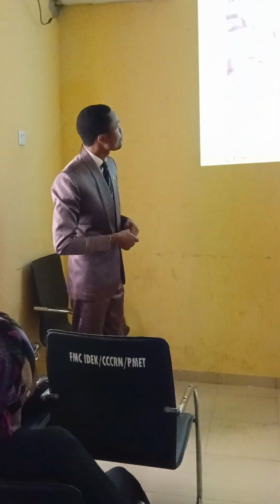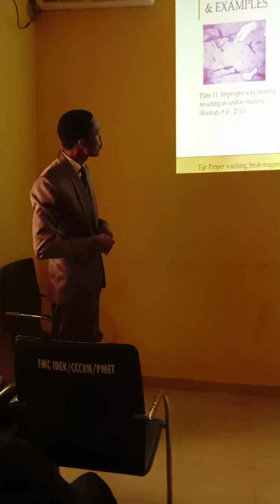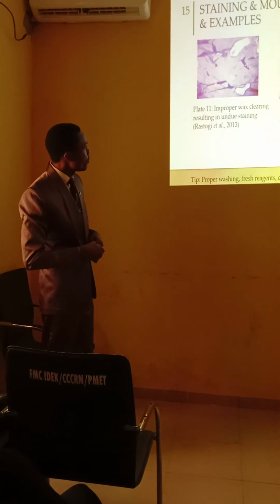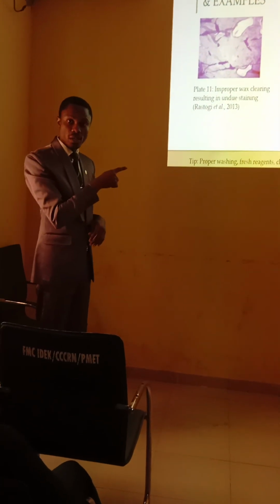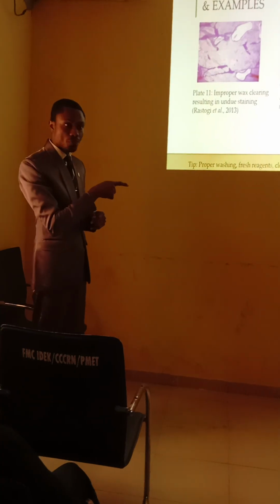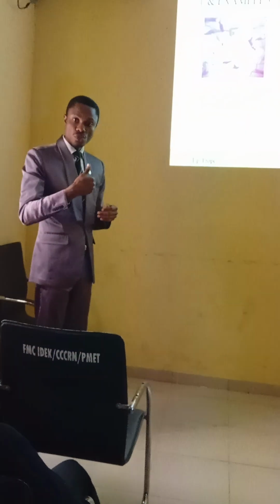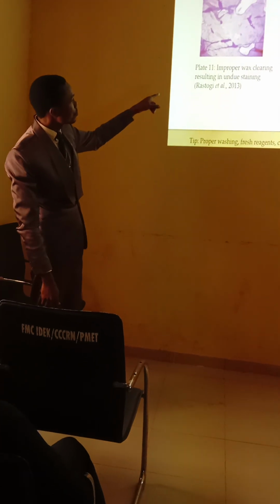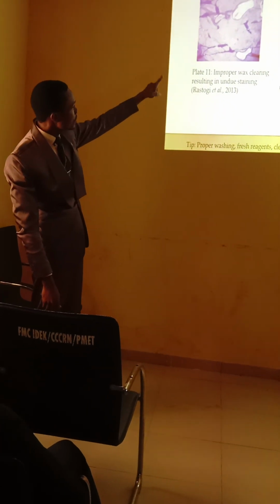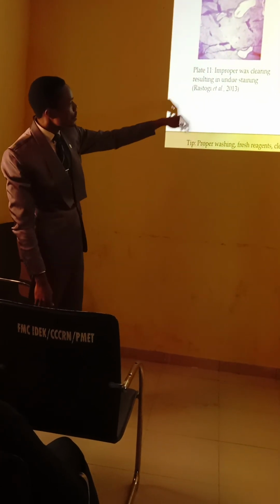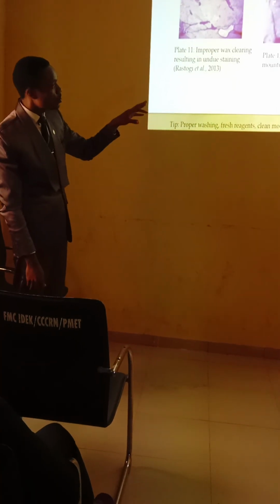The next slide. So here, plate 11 shows us an improper wax clearing resulting in undue staining. The staining was not done properly. It could be maybe during the drying, the dewaxing, it was not done properly. So if the staining is done, it will not come out fine. You could see the improper wax clearing. The next one shows the air bubbles that occur during mounting.